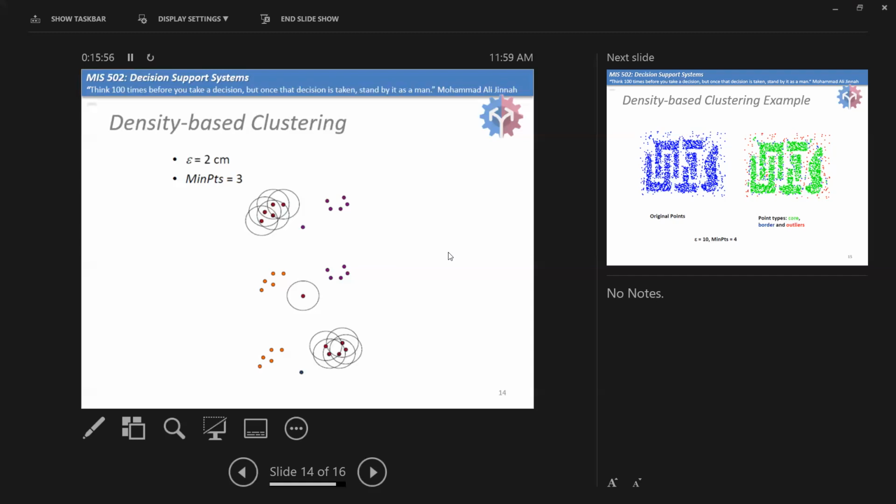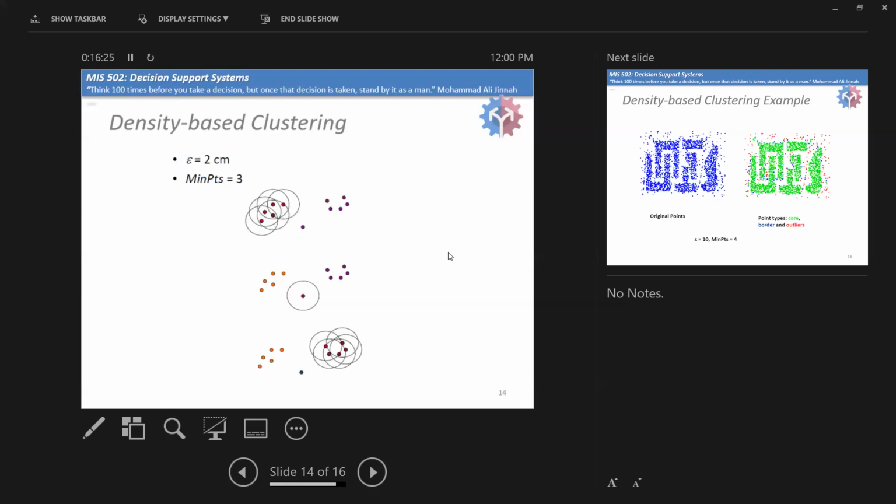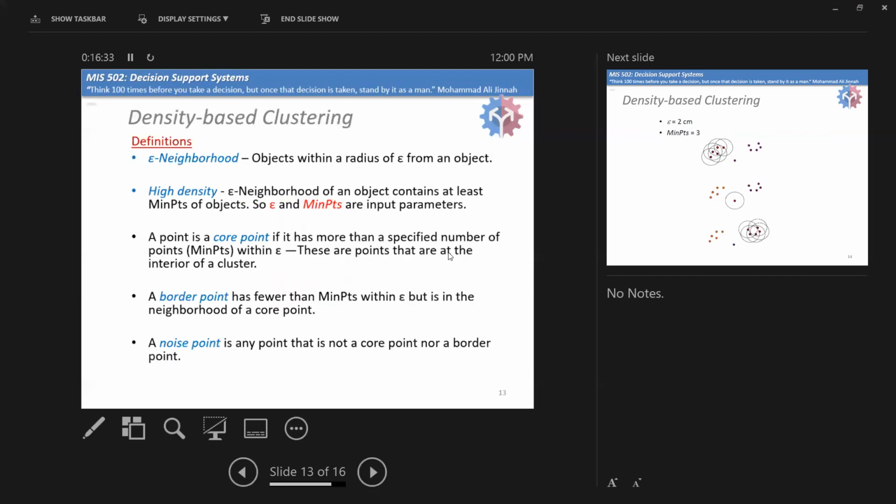This circle, 2. So it's not a core point, but it is connected to the neighborhood of a core point. So what do you call that thing? Yeah, let's see the definition here. A border point has fewer than minPoints within its neighborhood, but it is in the neighborhood of a core point. So you still connect to it. It's the neighborhood, right? So this point is still connected. Now, if both the conditions are not met, a noise point is any point that is not a core point nor a border point.